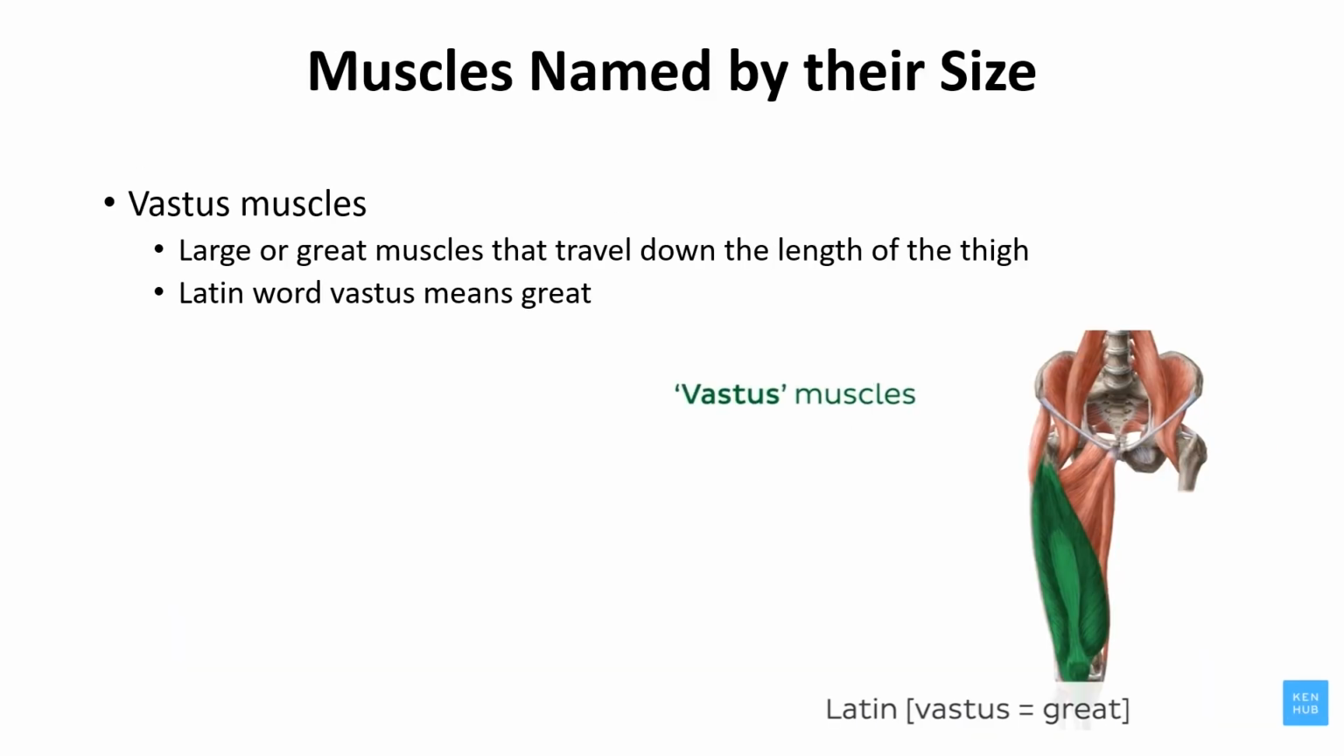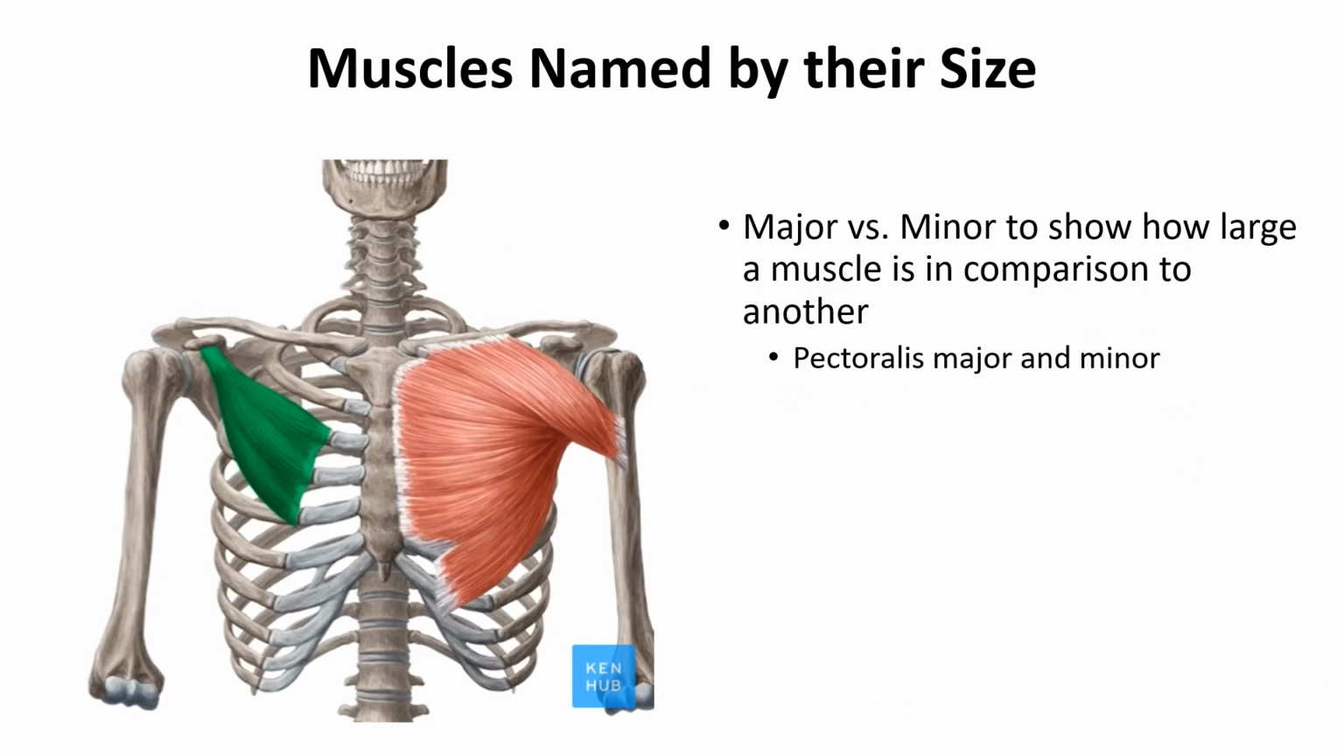Muscles are also named by their size. The Latin word vastus means great. The vastus muscles are a group of large muscles located in the anterior compartment of the thigh. The words major and minor can be used to compare the size of two muscles with the same name. For example, the pectoralis muscles. There is a pectoralis major and a pectoralis minor.